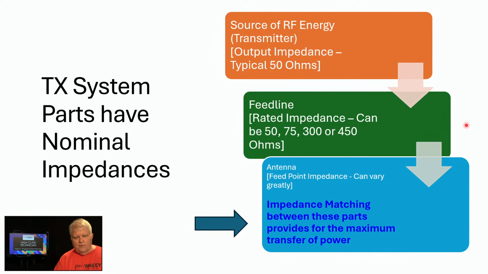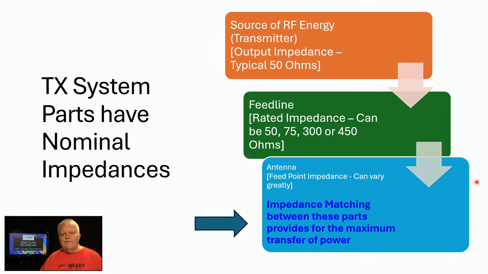Feed lines also then have a characteristic impedance. Coaxial cable can be 50 ohms. That's the most popular for use in amateur radio. 75 ohm coax exists. Cable TV uses 75 ohm. And it's said that 75 ohm is better for reception, 50 ohm better for transmission. That's a general thing. And then there's other types of feed lines, 300 ohm or 450 ohm. We'll look at those. And then there's impedance matching with the antenna.